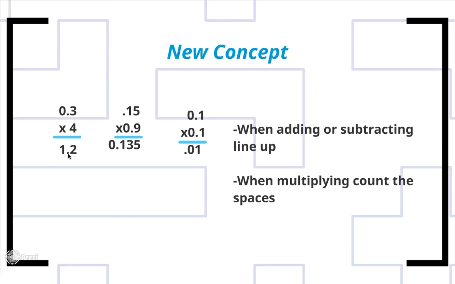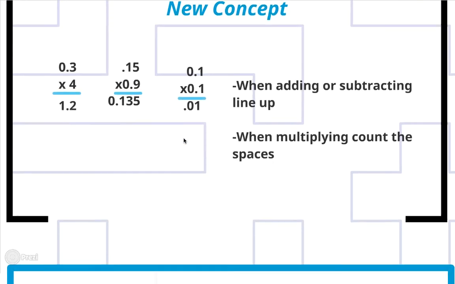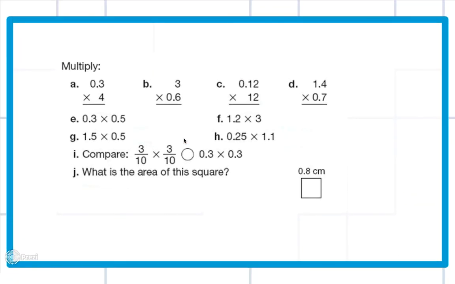Fairly simple concept. Remember, when you're adding and subtracting, you line up, but when you multiply decimals, you count the spaces. So here's our lesson practice for today. Remember, count the spaces. For this one down here, do the whole problem out, and you have to do this one too and figure out which one is more, greater than or less than. For the area, if you don't know how to find the area, figure that out, because there's a formula for finding areas of rectangular objects like a square.